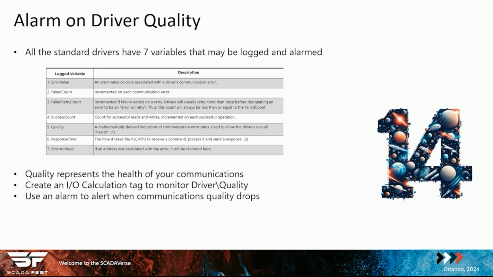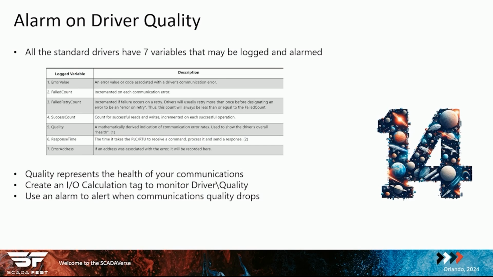This is success count, which you kind of hope is better than the failed count. Quality, I'll come back to that at the end. The response time, so that's the turnaround time from the point that we requested the data to the point that we received the response. And the error address, so if the error count is incrementing, what the last tag address of the error was. So those are the standard ones.